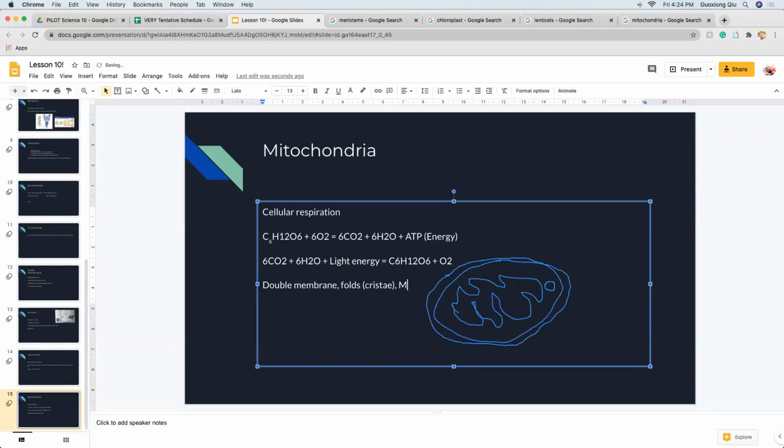We have the matrix, which is kind of this whole thing in general. All the folds in general are referred to as a matrix because it looks like a matrix, kind of, not really. And then we have our circle, the circular DNA. That's it. I think that's it.